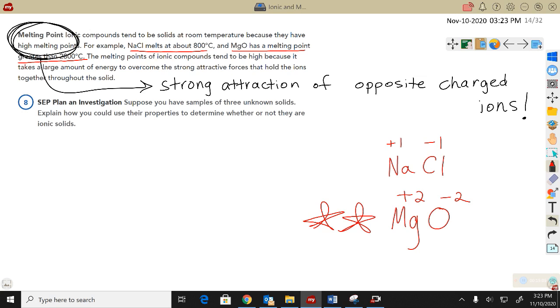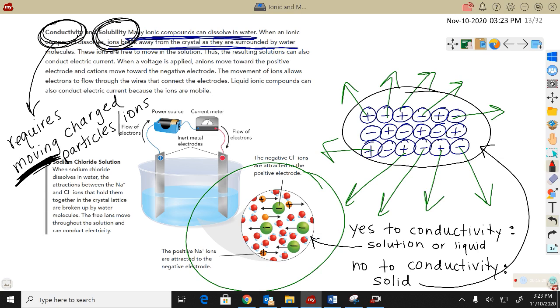Now, by the time you get to this question 8 here, they say, what if you have a couple unknown solids and you want to use some of these properties to determine whether or not they're ionic? I would just go back to some of these examples. Test it in the lab. Look at the melting point. Try melting it. Does it have a really high melting point? Then it's probably ionic.